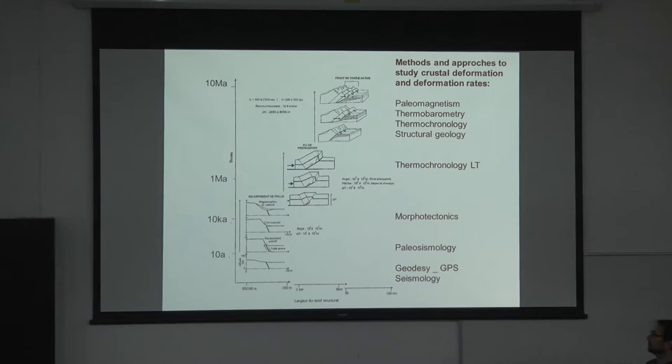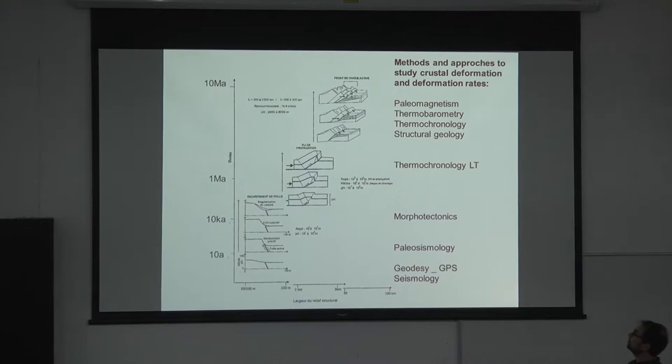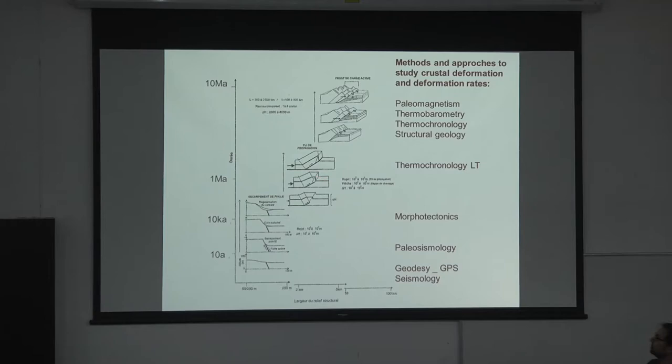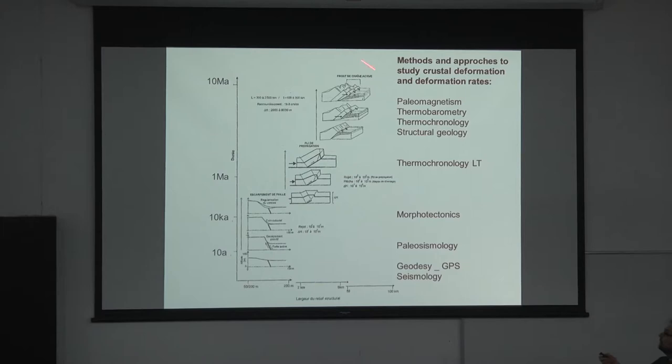Basically, if you want to document the long-term deformation of a mountain range, or a fold, or a continent, you will be using techniques like paleomagnetism, structural geology, thermobarometry, thermochronology. If you're interested in a much shorter time evolution of the erosion, for the last million years, then you will be using what we call low temperature thermochronology, mostly to document the denudation rate.